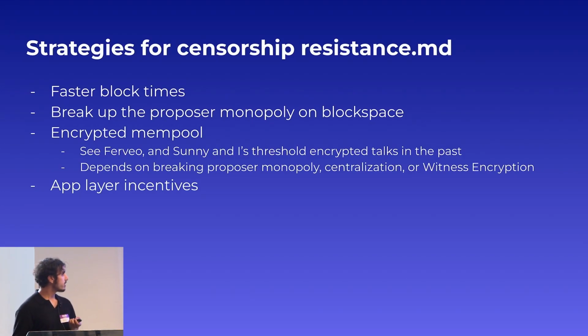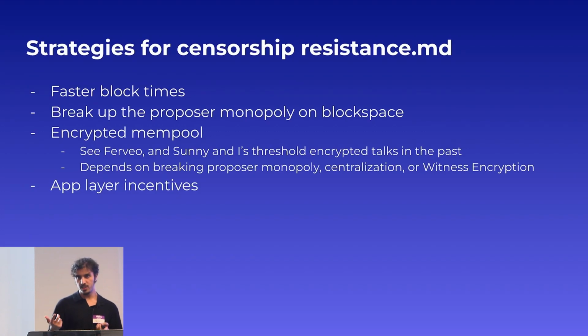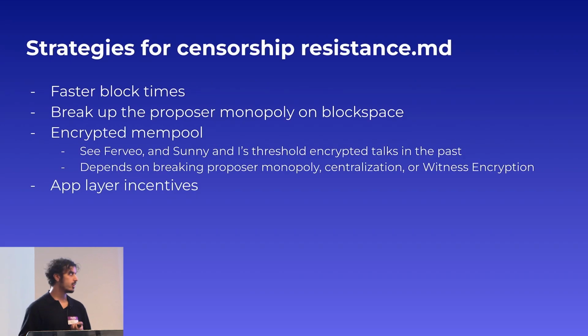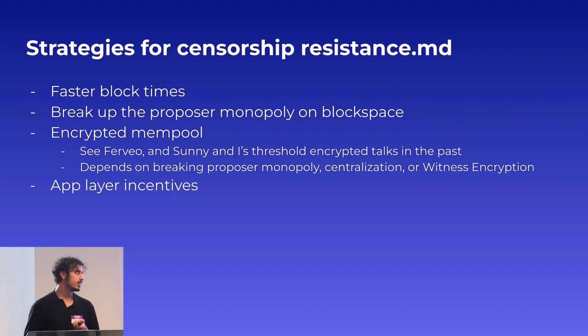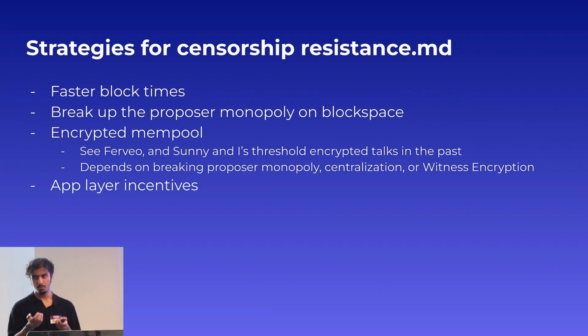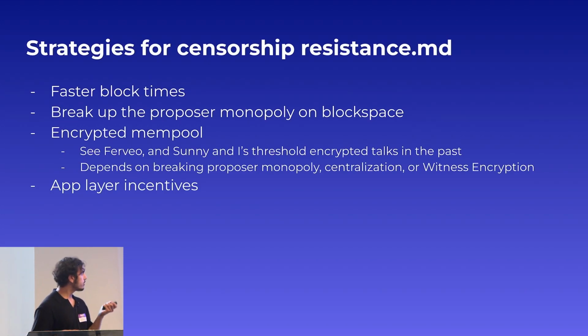And the third and fourth ones are encrypted mempools. I'm not going to spend time on it in this talk. See Ferveo and Sunny and my past talks on threshold encryption. And this actually already depends on breaking up the proposer monopoly, or you have to assume a very centralized system, or some magic crypto called witness encryption that we previously thought was very impossible. There's a first paper, we don't know if it's going to be broken yet or not, that came out this March that might make that real sometime soon. And then we can use app layer incentives for censorship resistance. But in this talk, just faster block times and breaking up the proposer monopoly.